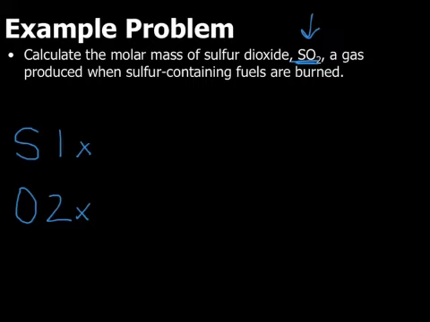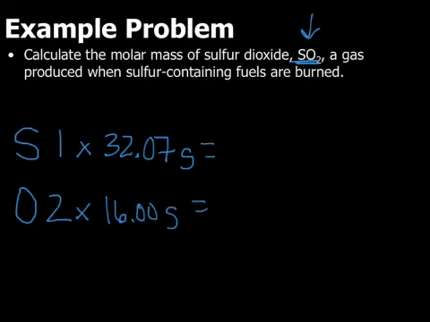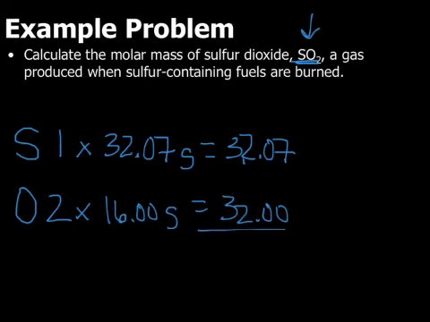If I look up sulfur on the periodic table, sulfur has a mass of 32.07 grams. Oxygen has a mass of 16 grams. So 1 times 32.07 is 32.07, and then 2 times 16 is 32. I add those together to get my total, so I have 64.07 grams. Sometimes you'll see this written as grams per 1 mole. So my molar mass of SO2 is 64.07.